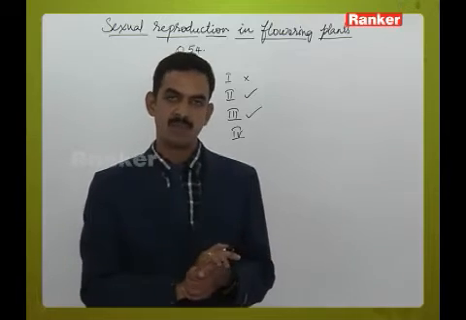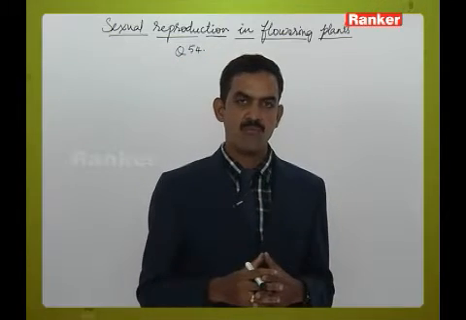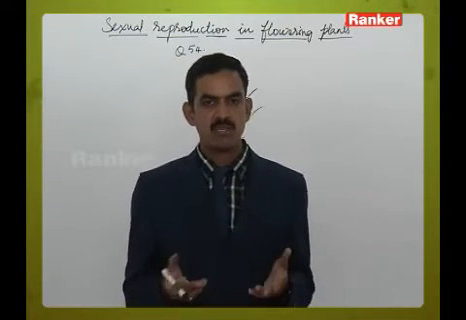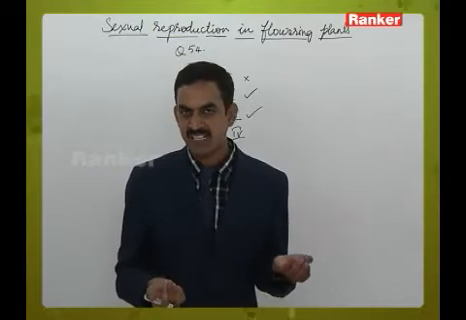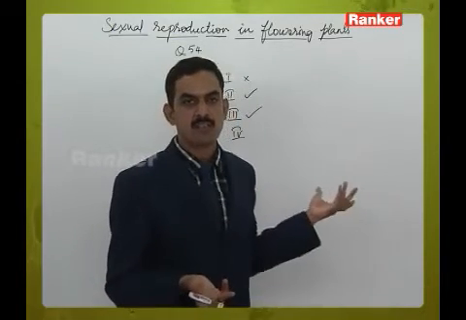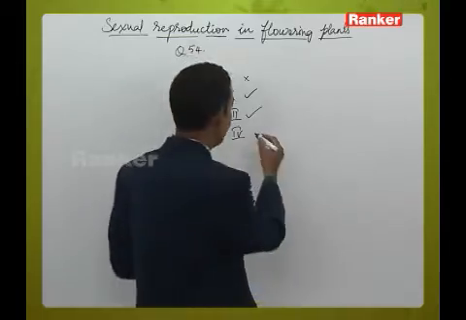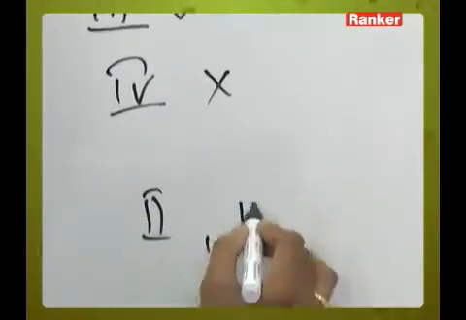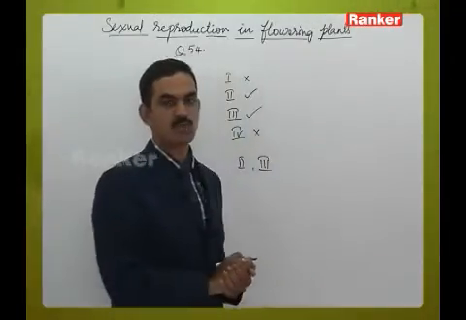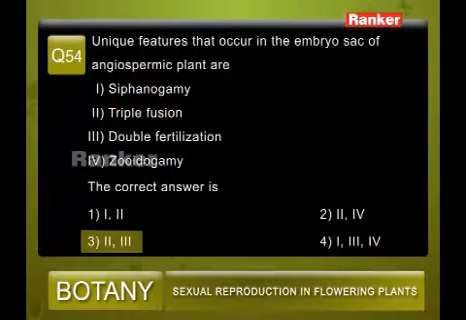Fourth one, zoidogamy. Zoidogamy means a formation of motile male gametes. Actually, angiosperms do not exhibit this character at all. So there is no need of discussing relating the character to angiosperms. So this is also incorrect. So the correct unique characters related to angiosperms are 2 and 3. Question number 54, the correct answer is 3.